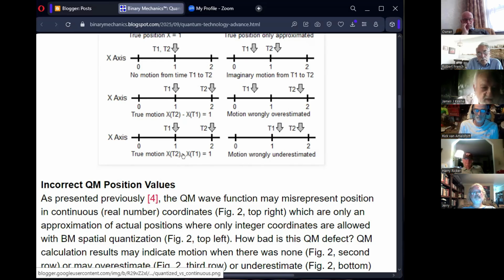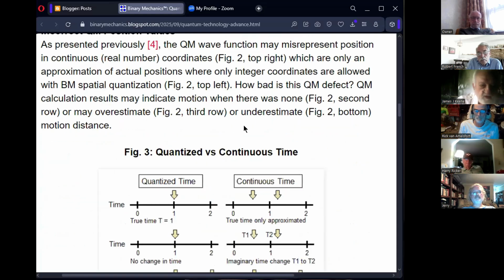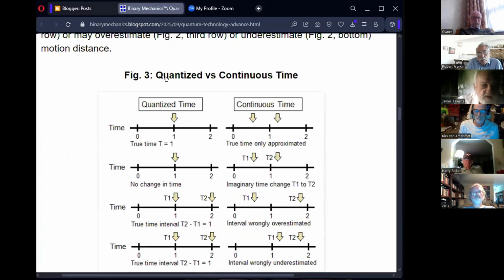What if we have, again, true motion, subtracting the position at time 2 minus the position x at time 1 is equal to 1, plus 1. It moved in the plus 1 direction. Here, with our continuous variable real number measurements, motion may be wrongly underestimated. Now, this is a very serious situation. Now, this figure 3 shows essentially the same thing that we showed above. And so we're going to go a little bit fast here.